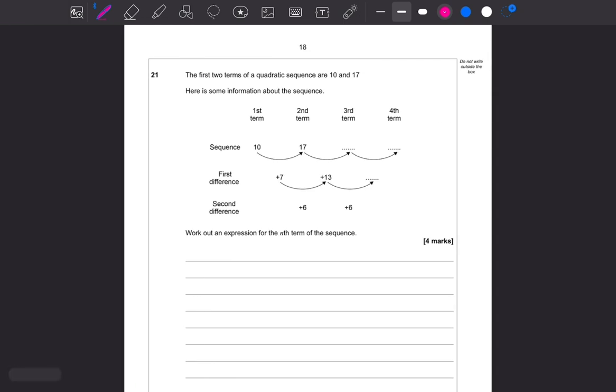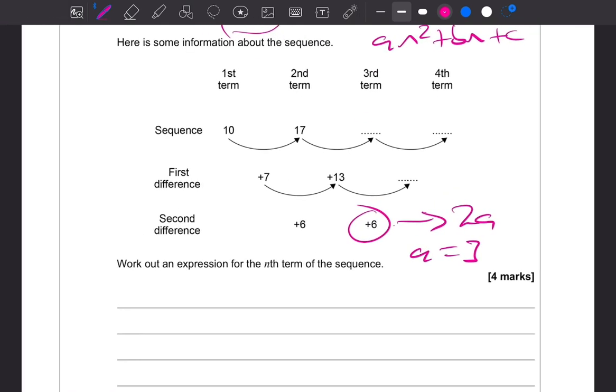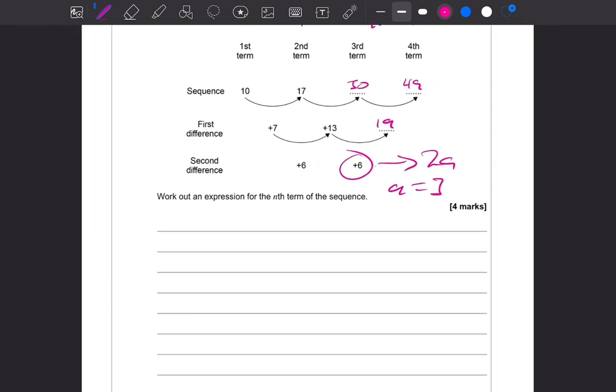The first two terms of a quadratic sequence are 10 and 17. Here's information about the sequence. Work out an expression for the nth term of the sequence. So it's quadratic, so it looks something like an squared plus bn plus c. This plus 6 on the second difference is 2a. So a is equal to 3. We fill in the rest of the blanks on here. Adding 13 gives us 30. Adding 6 again to this makes 19. Adding 19 to 30 gives 49. Might not always need to do that, but it's no harm in doing it.